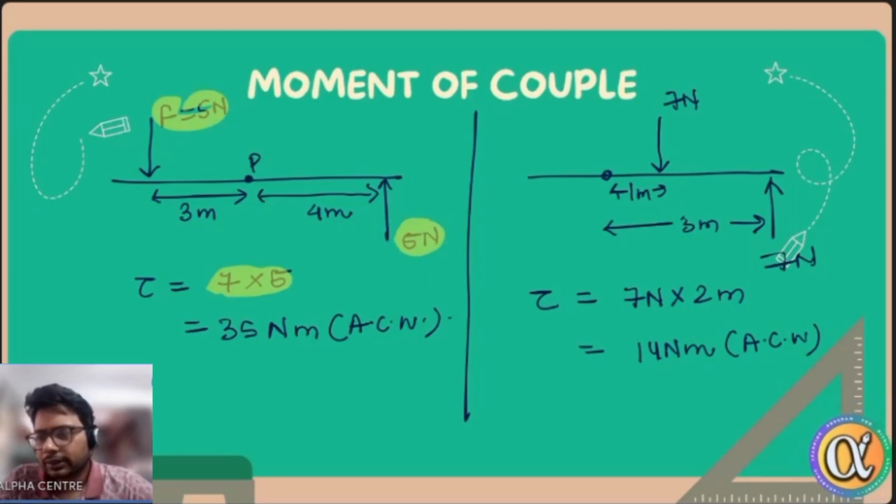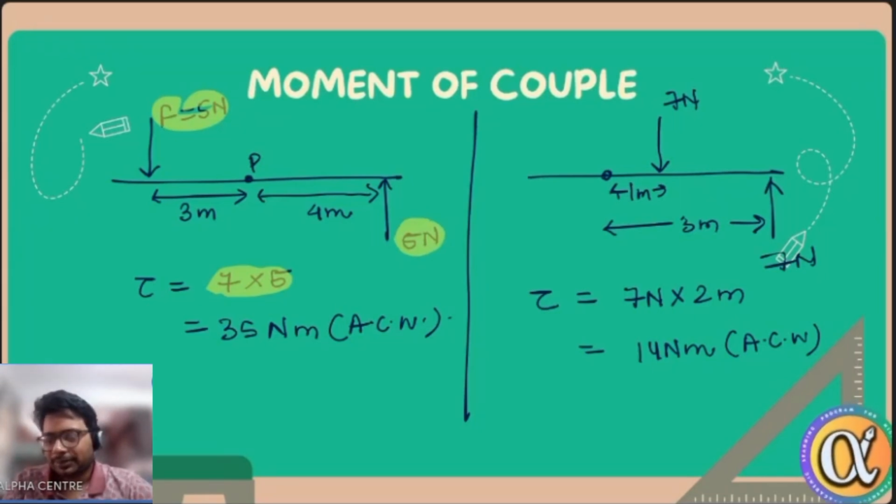Yes, the distance is different, they cancel each other, but what if the force is different? Then it's not a couple. That's a general case, so there you just individually calculate the moment and add them based on their signs, whether clockwise or anti-clockwise. So this is just a special case.